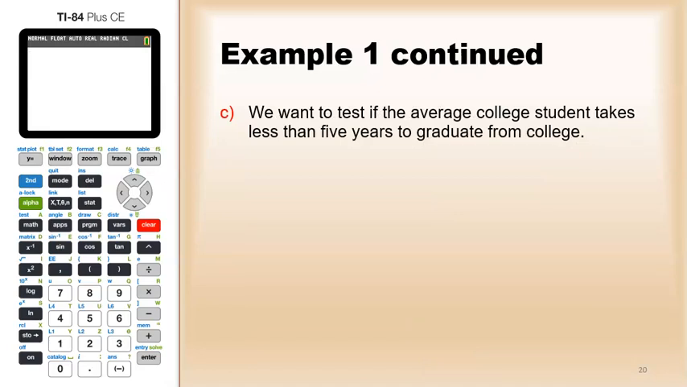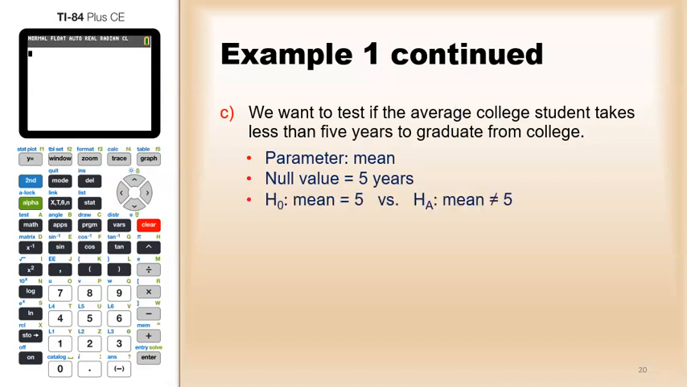Let's see, we want to test that the average college student takes less than 5 years to graduate from college. I see the word average, which should be a clear clue that we're dealing with means. We want to be less than 5 years, so the null value will be 5 years. So mean equal to 5 years versus the alternative not equal to 5 years.